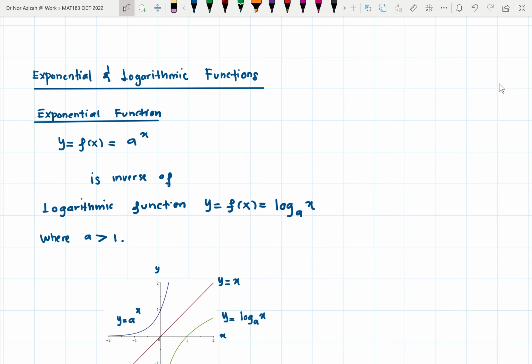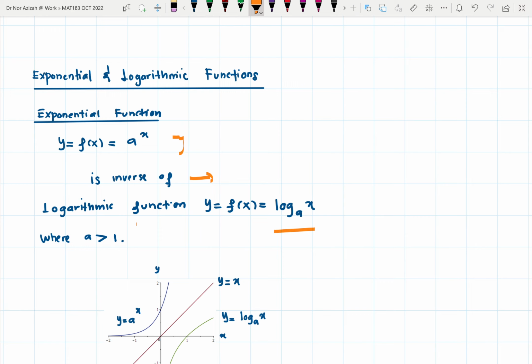Okay, class, now look at exponential and logarithmic functions. For the exponential function, we have y equals f(x) equals a to the power of x. This one is actually the inverse of the logarithmic function, y equals f(x) equals log base a of x, where a is greater than 0.